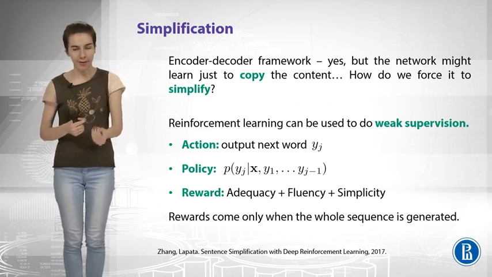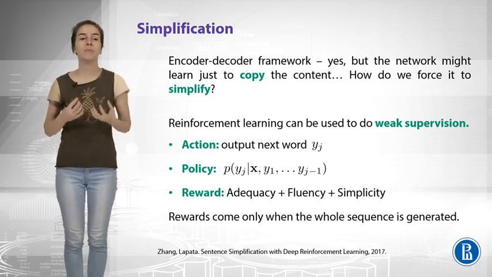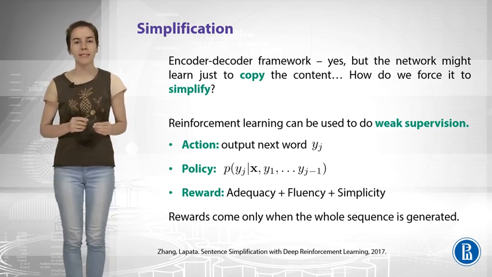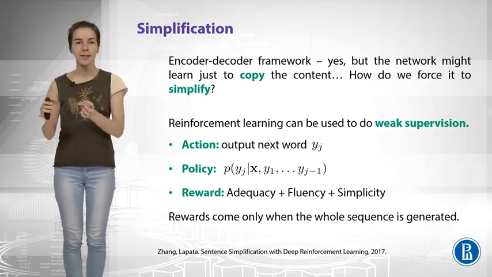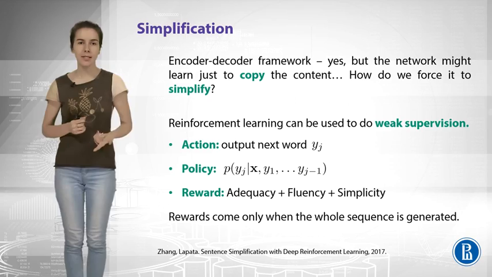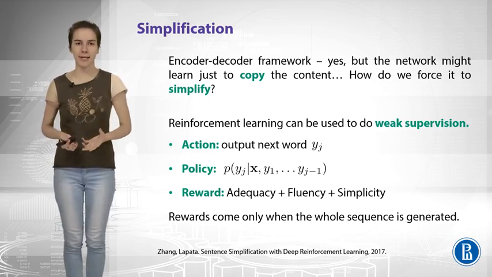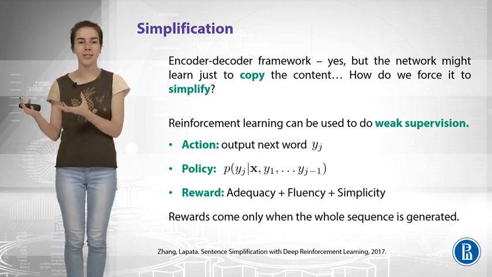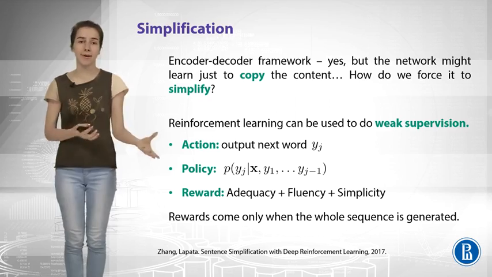So one very creative step is how do we estimate this reward? And the idea is to do it in 3 parts. Adequacy is about whether the simplified sentence is still about the same fact as the original sentence. Fluency is just about the coherence of the sentence and the language model. And simplicity is whether the simplified version is indeed simpler than the original one.